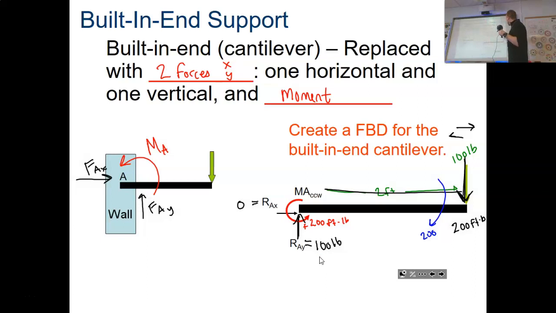If you're pushing down with 100, then this has to counter with the upward 100 pounds. Since it's torquing it as well, it has to counter the torque. It's not pulling anything to the right, so this doesn't have to do anything either. So this is how it all plays together when you start loading a beam.